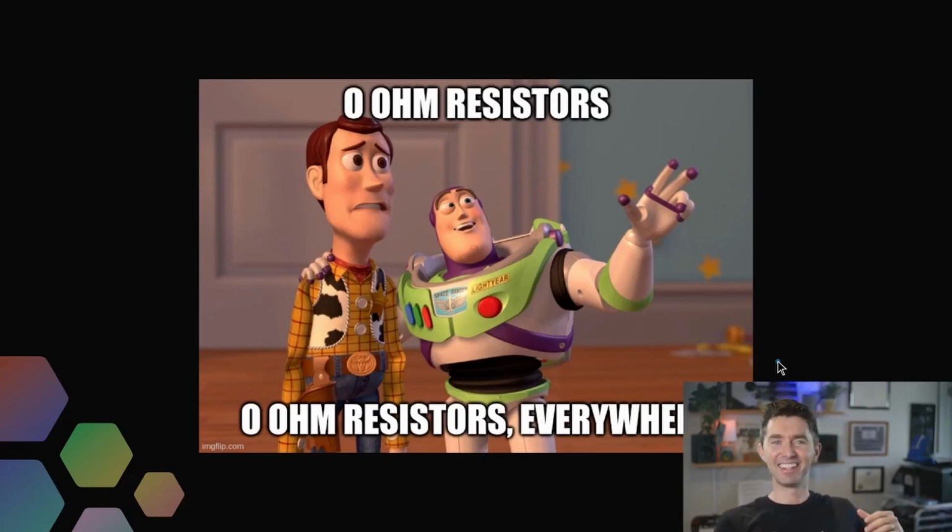I think that they are probably my favorite component, because I'll put them across RX, TX lines in case I swap things. I'll put them if I want to measure current through stuff. I want to tack wires on for measurement later. Really, my Rev A boards have 0 ohm resistors all over the board.